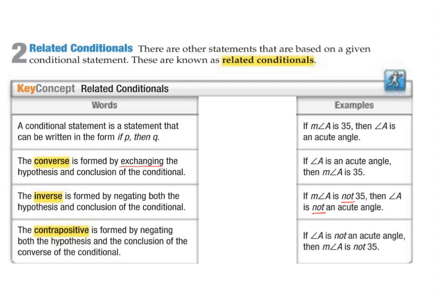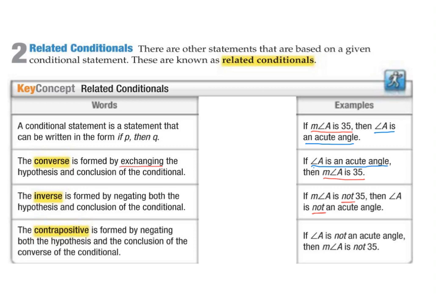if we have measurement of angle A is 35, then angle A is an acute angle. That is the conditional statement, and the hypothesis is measurement of angle A is 35 in red, and angle A is an acute angle is the conclusion in blue. The converse would happen by keeping the if and then right where they are, but switching the hypothesis and the conclusion. So now, if angle A is an acute angle, notice how what was blue before is now in the front, then measurement of angle A is 35.